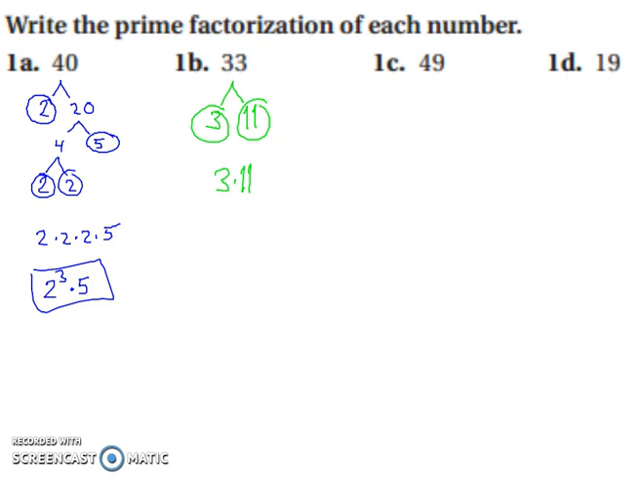Alright, let's see how close you got. 49, we can break that into 7 and 7. Both of those are prime, so it's just 7 squared. And then for 1D, 19 is a prime number, so we can't do anything with that.